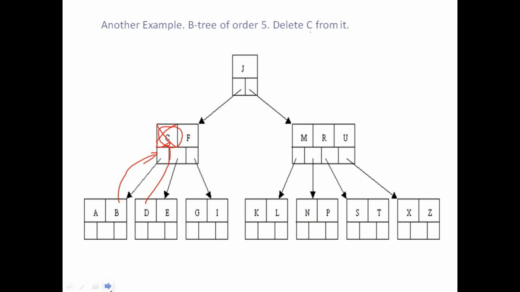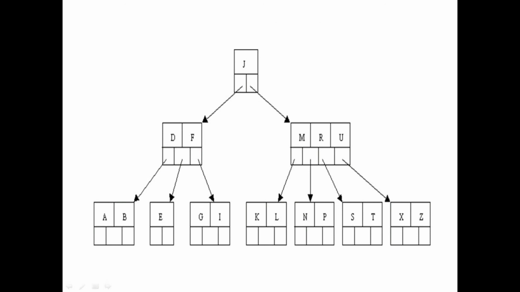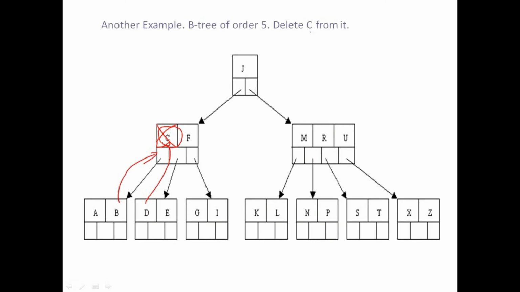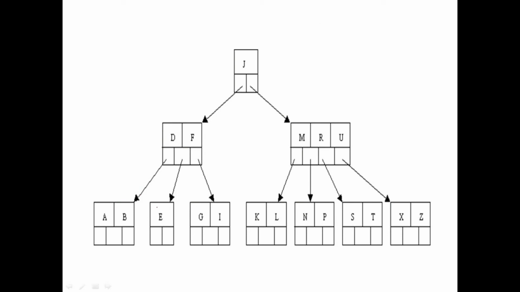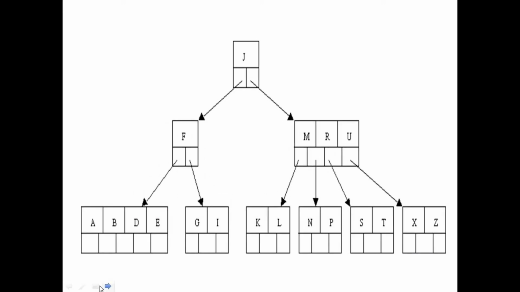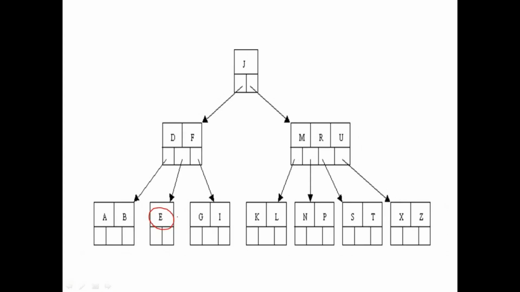So the resulting tree is like this. Here we replace C with D. Now as this tree is of order 5, this E is the underflow condition. According to the rule, every leaf node should contain 2 elements. Now if it is an underflow condition, check whether the siblings are rich siblings or poor siblings.